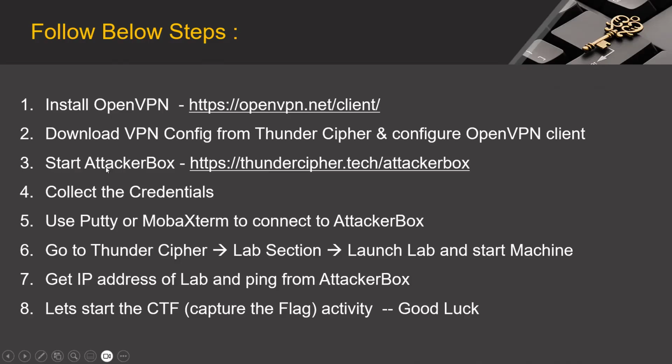Then third step, you have to start your attacker box. Step number 4, collect the credentials. When you start the attacker box, you will get a username and password. After getting the credentials, you have to connect to the attacker box. That's step number 5. Then you have to start your lab system. That's step number 6. After starting the lab system, you will get an IP address, and then you can ping it from the attacker box. That's step number 7. And then you can start your practice, that's the capture the flag activity. So I'm going to start from step number 1.